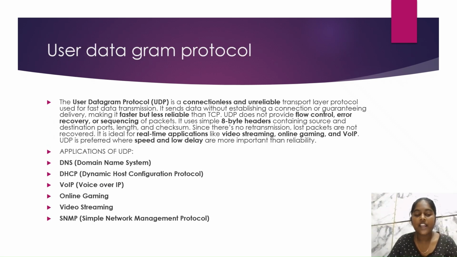Coming to the second transport layer protocol, it is called User Datagram Protocol. The User Datagram Protocol is a connectionless and unreliable transport layer protocol used for data transmission. It sends data without establishing a connection or guaranteeing delivery, making it simpler and faster but less reliable than TCP.